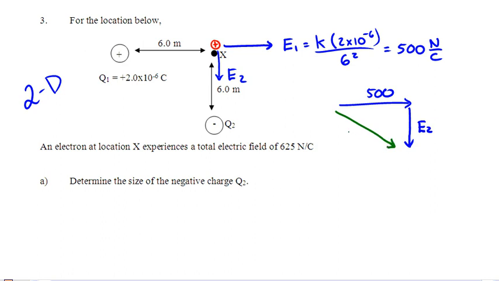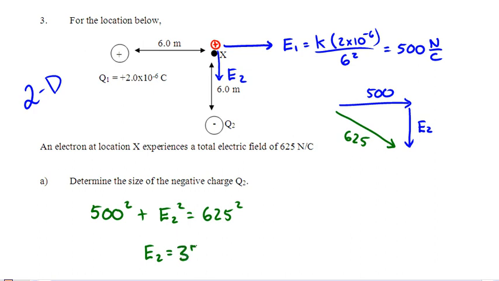So this would be your 625. Okay, it's pretty quick to get there. I mean, we can just do a quick little bit of Pythagoras here. It looks like 500 squared plus E2 squared is equal to 625 squared. So E2, after we do the Pythagoras, it's not 125. It's actually 375.